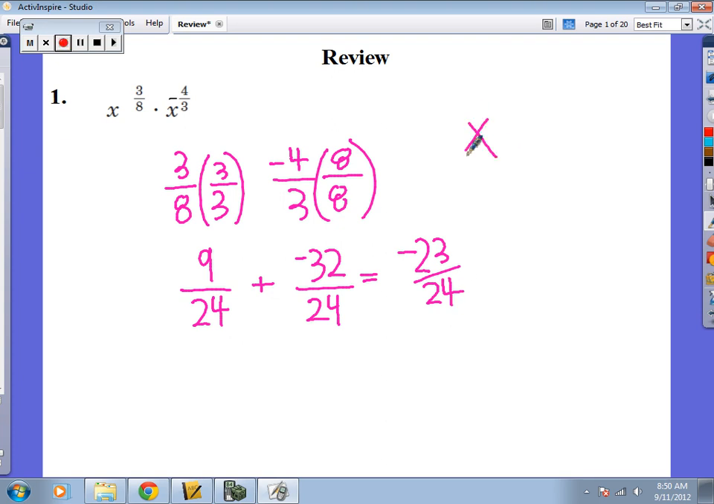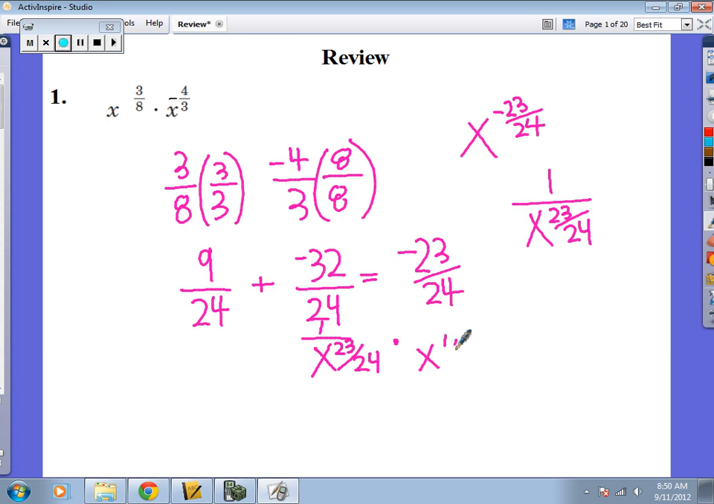And then you take your x to the -23 over 24, and you morph it to 1 over x to the 23 over 24. And then you have to have a fancy one: you times it by x to the 1/24 over x to the 1/24, and it equals x to the 1/24 over x.